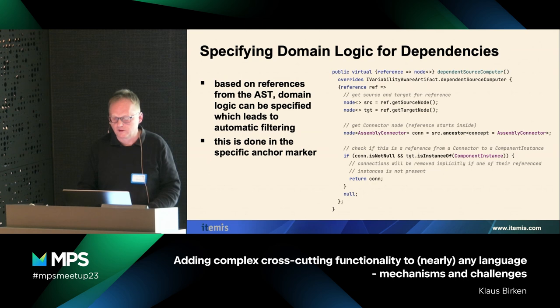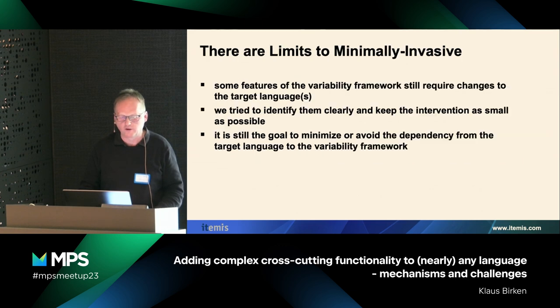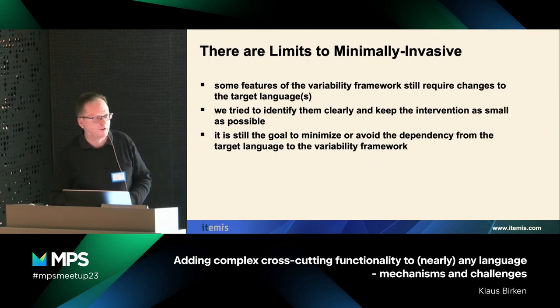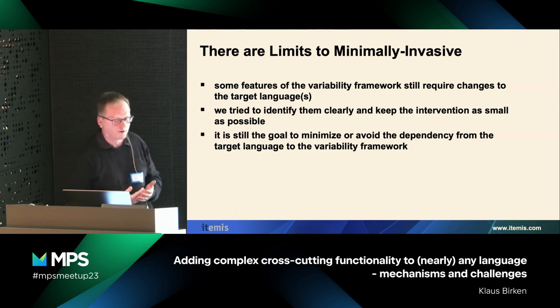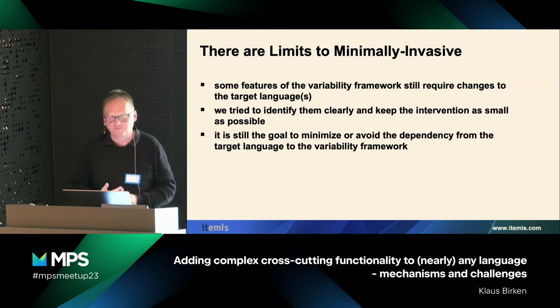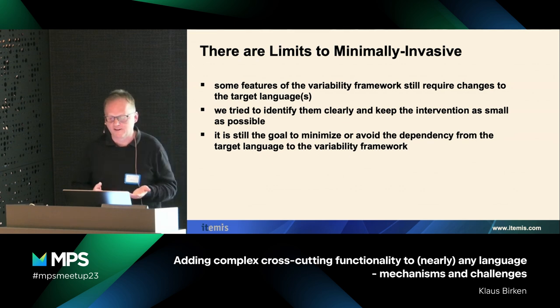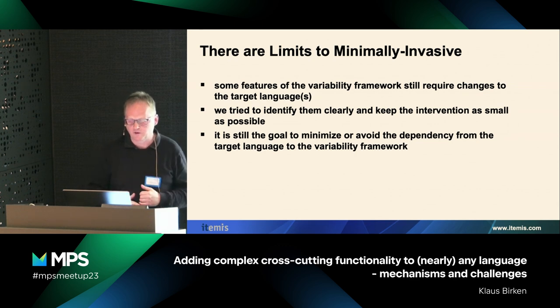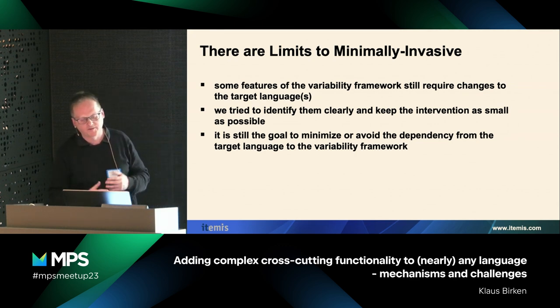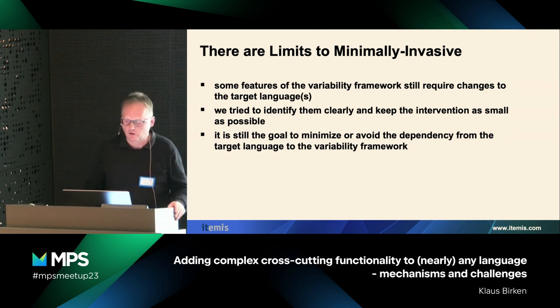I will skip this for now. This is how to implement this automatic filtering logic. As I mentioned in the beginning, there are also limits where we couldn't do things in this generic style I was showing before. Whenever we encounter this, we try to identify it clearly and try to solve it as non-invasively as possible. But sometimes we didn't manage to. And I want to show two examples. Currently we have three, but due to time issues, I only talk about two.